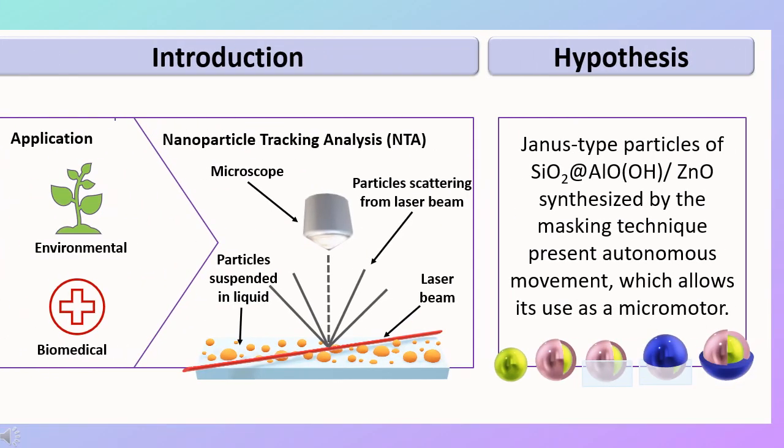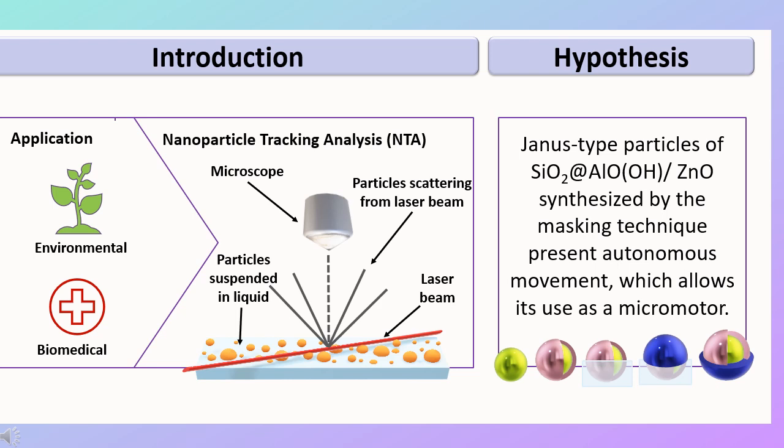Janus micromotors are materials of great interest due to their wide application in different biomedical and environmental technologies. The masking method has reported positive results for the synthesis of these materials. For their evaluation as micromotors, we use nanoparticle tracking analysis with optical microscopy and image analysis, testing the aluminum oxide, zinc oxide Janus-type particles with hydrogen peroxide under ultraviolet light.